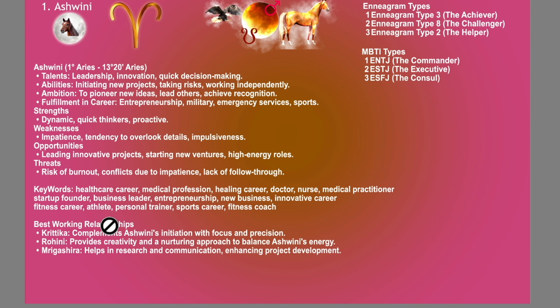Best working relationships it has with other nakshatras. For example, this one has with Kritika, Rohini and Mrigashira. And then we are going to bring in the Enneagram model types, 3 of them, which closely match with the Ashwini themes which we have discussed here. And later on, we'll also bring in the MBTI, again 3 types, which closely match with Ashwini.